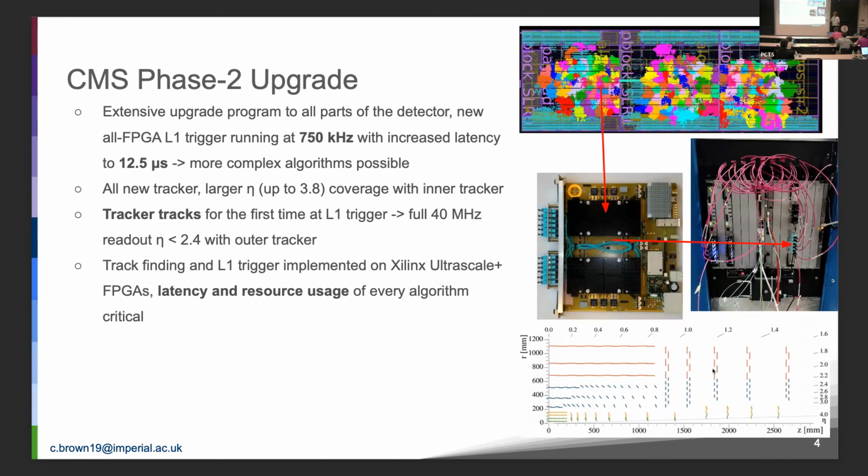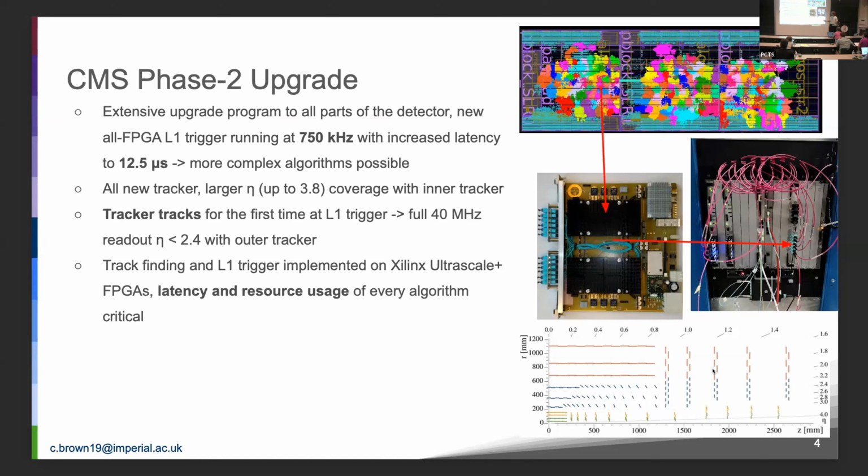Also, part of this upgrade is a completely new tracker. So we'll see the inner tracker, which is this little bit here, going up to 3.8 eta coverage. And then the outer tracker has also been upgraded so that we can use it for tracker tracks within the level 1 trigger as well. And so we'll have the full 40 megahertz readout and track reconstruction with that outer tracker. All this track finding and level 1 trigger will be implemented in Xilinx FPGAs.